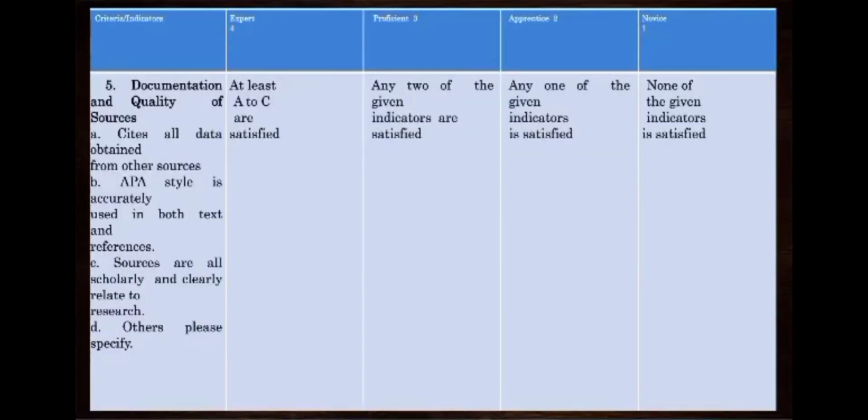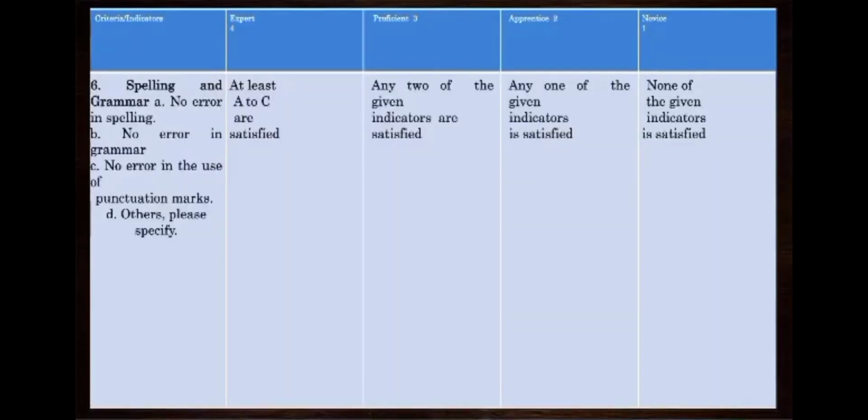And the fifth one is documentation and quality of resources. A, cites all data obtained from other sources. B, style is accurately used in both text and references. Letter C, sources are all scholarly and clearly relate to the research. Letter D, others, please specify. And the sixth one is spelling and grammar. A, no error in spelling. B, no error in grammar. C, no error in the use of punctuation marks. And D, others, please specify.